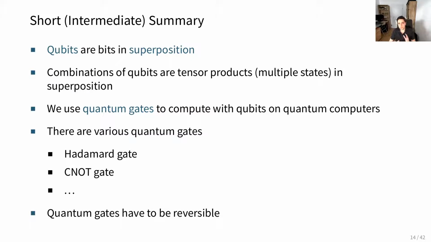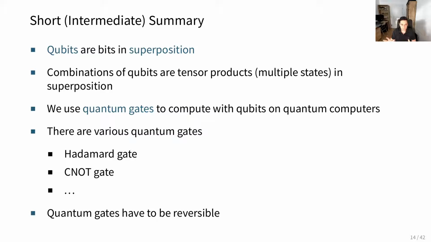So a very short intermediate summary, because this essentially concludes the first part of this lecture. So we know that qubits are very similar to classical bits, but they're in some superposition. And the combinations of multiple qubits are tensor products. So these are basically not multiple states in superposition. And we use now these quantum gates to compute with qubits on quantum computers.